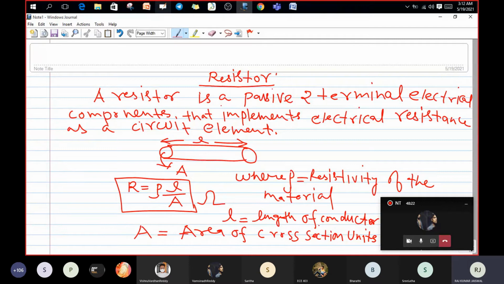Unit. Please mute your mic, guys. See, whatever definition and whatever things we are writing, we are writing according to our process, because we are going to solve problems by using this resistor concept. If this resistor is there in a circuit, how are we going to apply the formula for that? According to that we are studying.